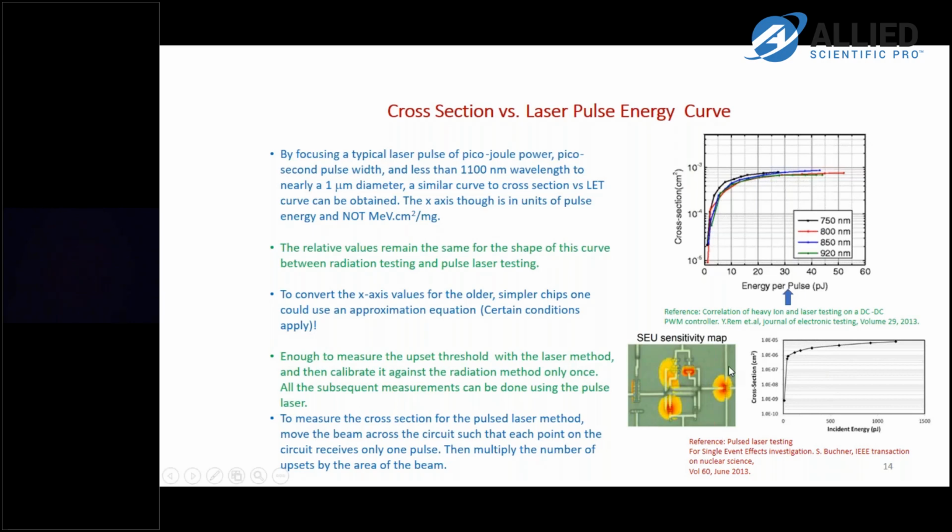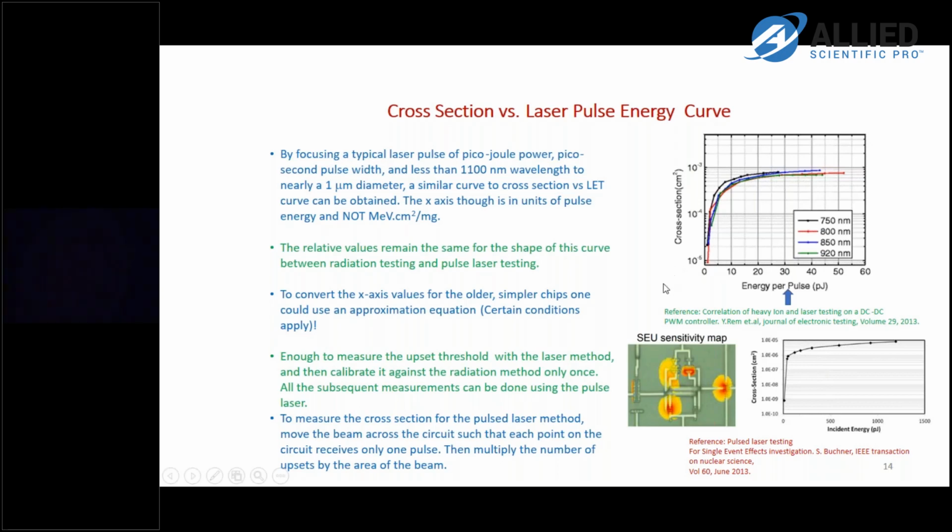The interesting part is that the relative values, the shape of the curve, are the same. So if you could take the electronic circuit to a radiation facility and calibrate it, then you would know how many picojoules, for example, correspond to how many mega electron volt centimeter squared per milligram. And then all the follow-up measurements could be done with the pulse laser instead of the particle.